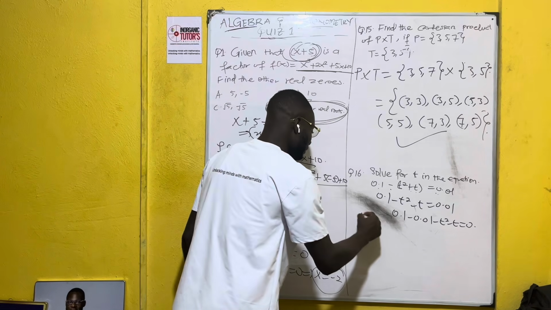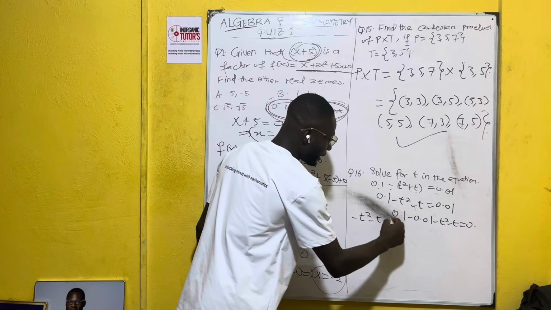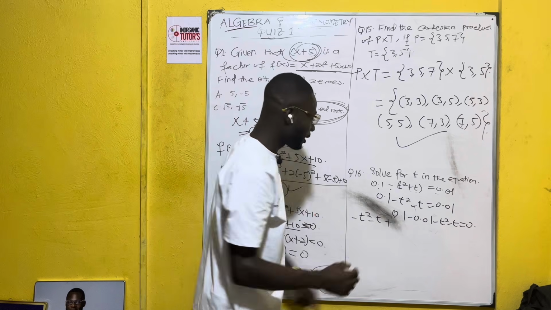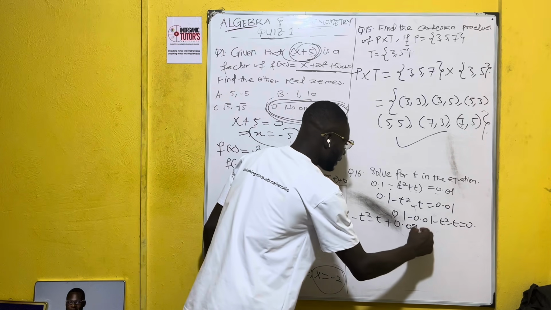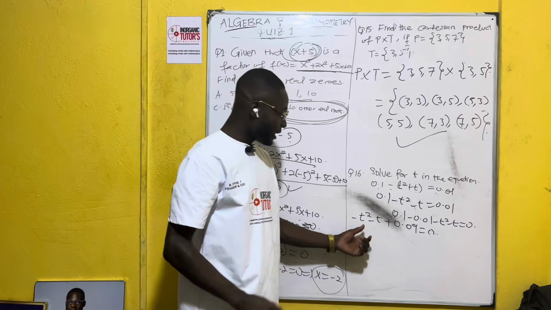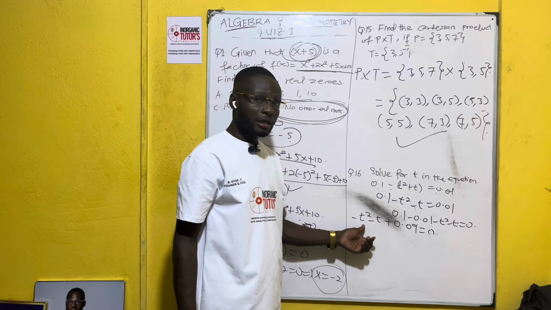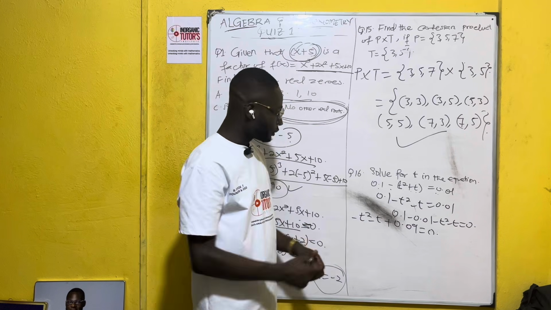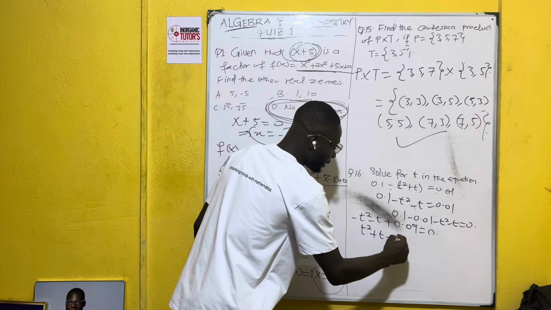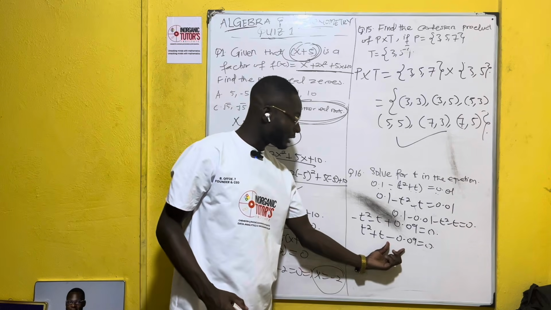So we have T squared minus T plus 0.1 minus 0.01, which becomes plus 0.09, and then we equate it to 0, right? You can decide to divide through by -1 so that we avoid a negative in front of the squared, right? So we have T squared plus T minus 0.09 equals 0. So we solve this quadratically.